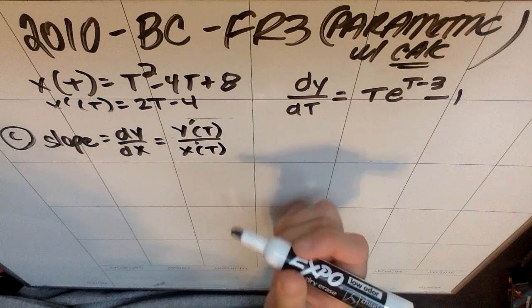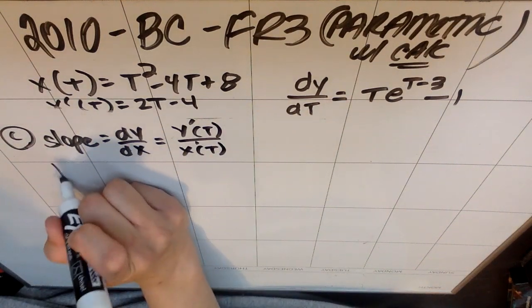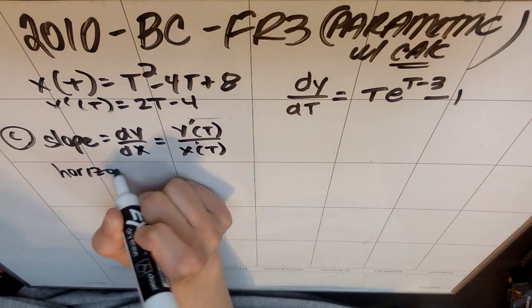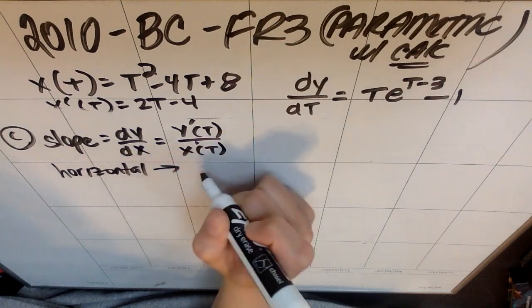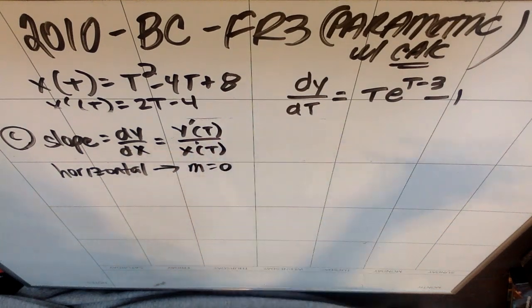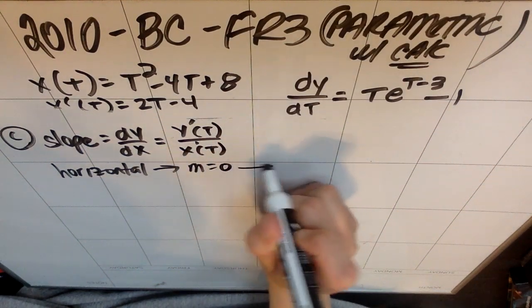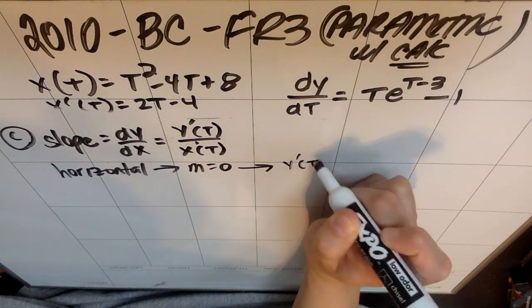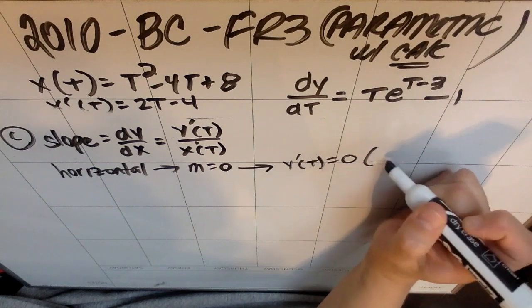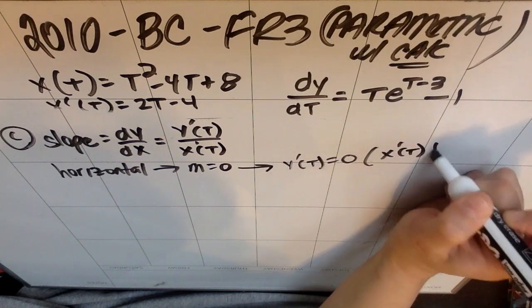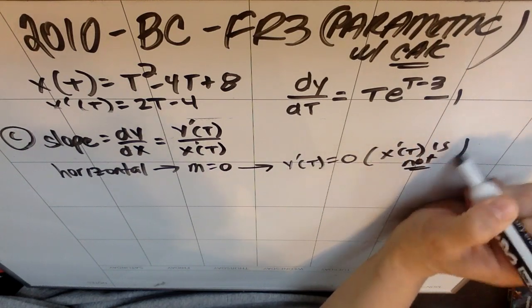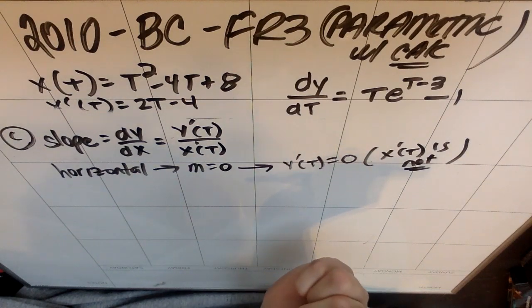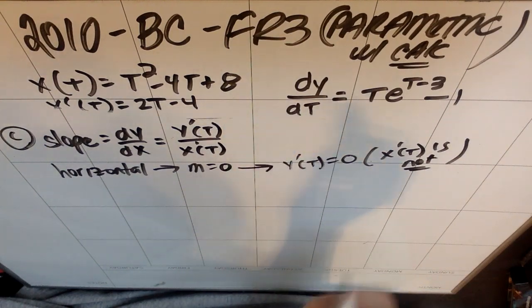So the word horizontal should translate in your brain to a slope that is 0. What that means for our purposes is that if this whole thing is 0, then y prime of t is equal to 0, but it's worth noting that x prime of t is not. The reason that's important is because 0 over 0 is an indeterminate form. So what I'm looking for is when y prime is 0, but x prime is not.